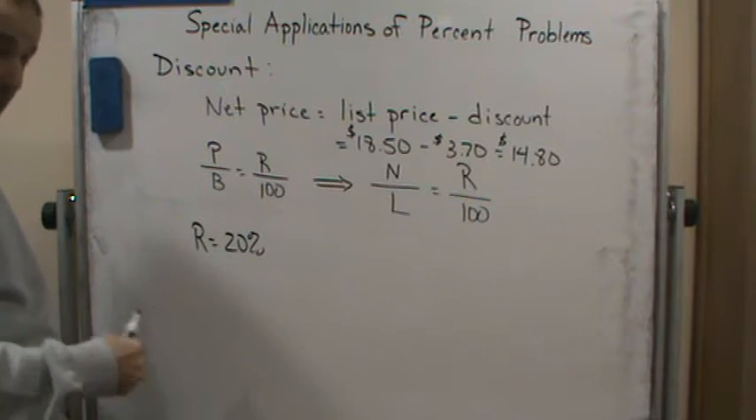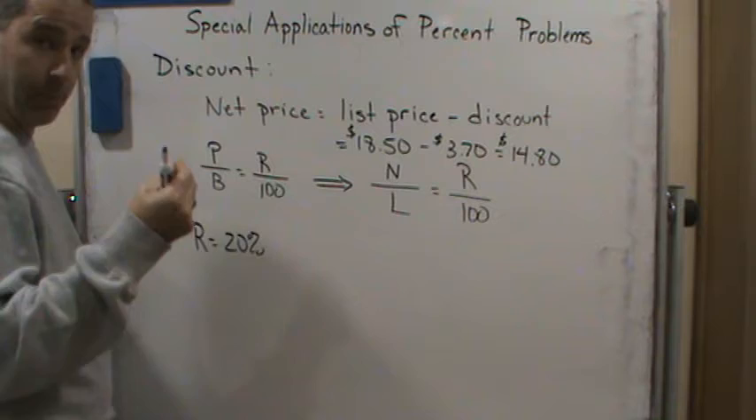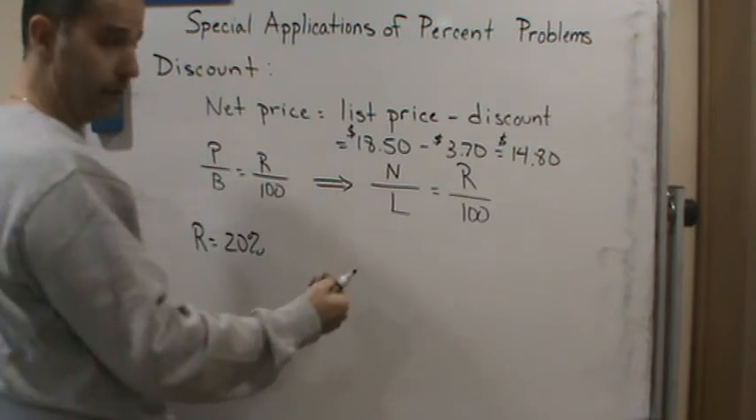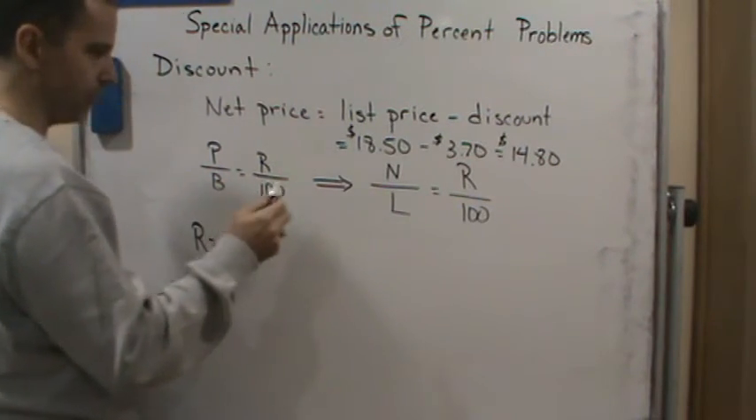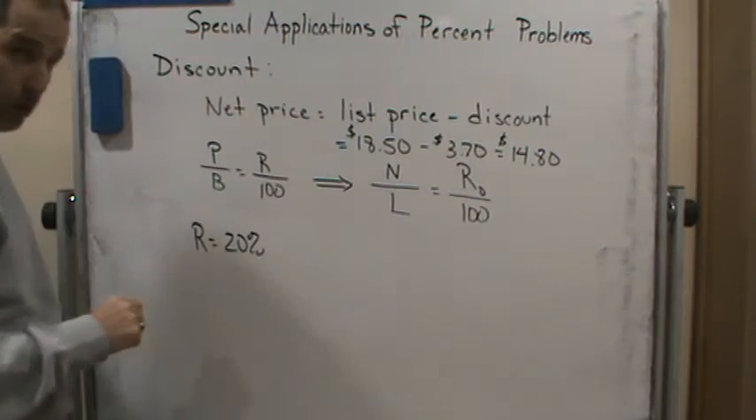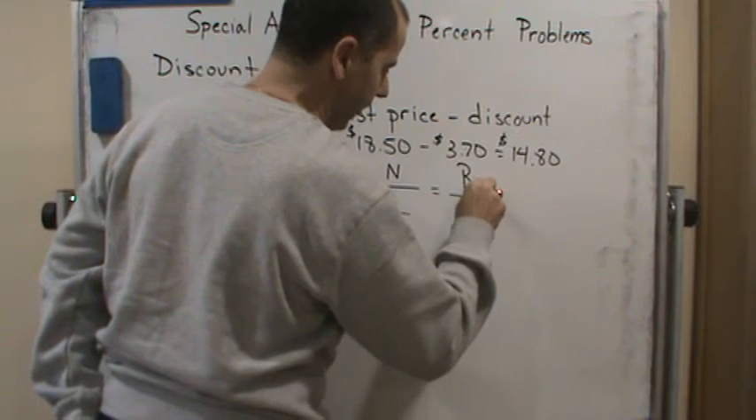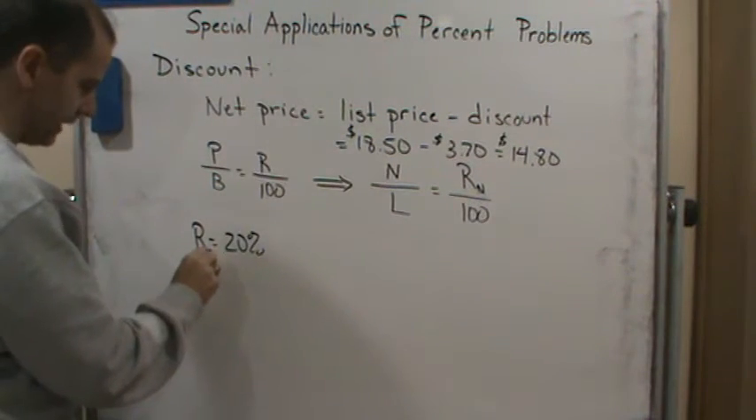Now, what would be the net rate? The net price rate? Well, the net price rate would be the percentage of the original price that's left over. So if I'm taking 20% off, that means 80% is left over. So I'm going to make it different. R sub D, I'm going to make R sub D the discount rate. So let's call this R sub N, right? So this is R sub D.